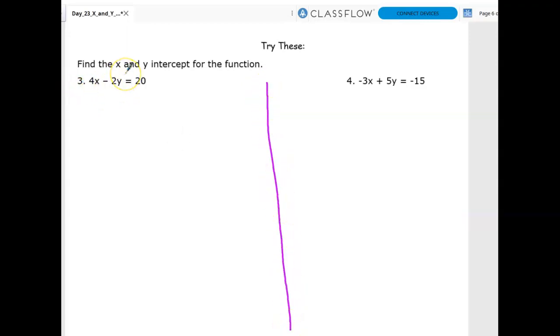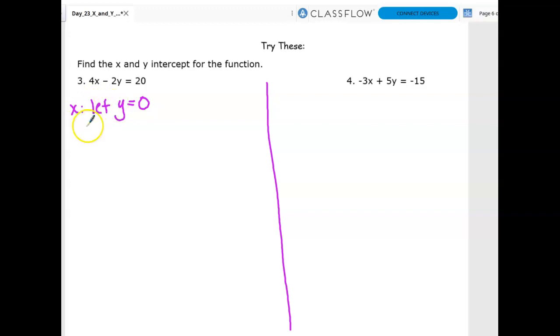So we're going to find the x and y intercept of the function. For our x, I'm going to let my y be 0. This should be a colon, but the screen doesn't look very nice. Let's erase that. So for our x, colon, let y be 0.